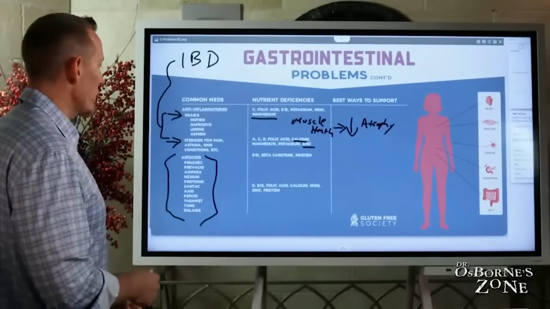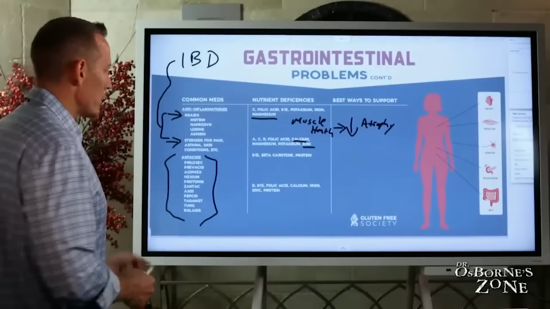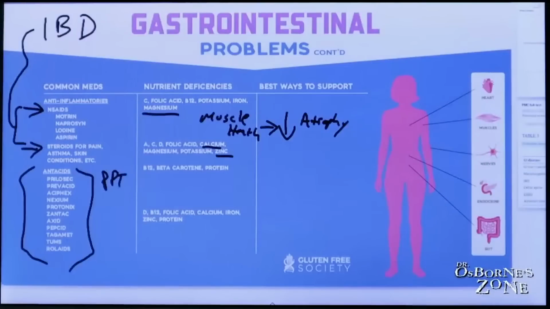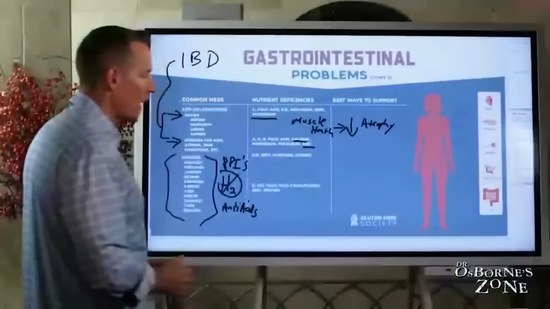Then you have probably one of the biggest classes of drugs prescribed today and abused today. I'd say second probably to antibiotics would be your antacids. There are what are generally called PPIs, and then there are H2 blockers, H2 antagonists, and then there's also just your classic antacids that work directly in the stomach by neutralizing acid. These different types of medications are going to deplete nutrients that require acid for absorption. Predominantly that's vitamin D, B12, folate, calcium, iron, zinc, and protein.